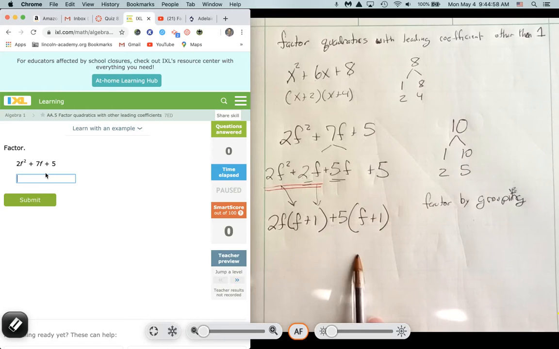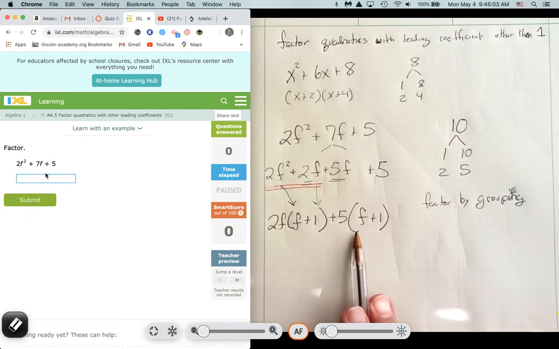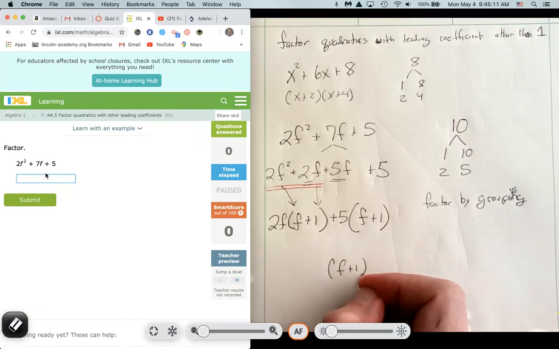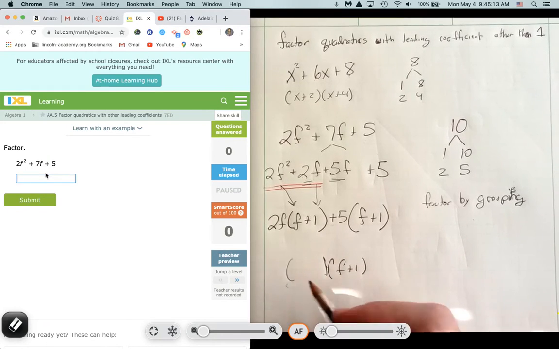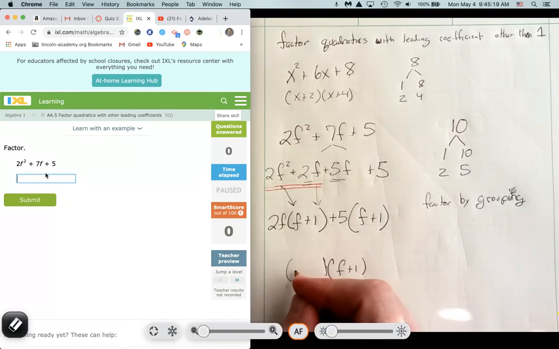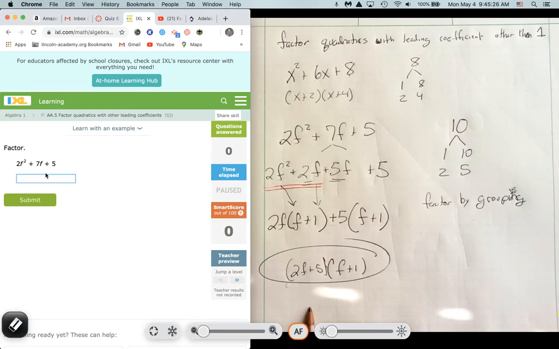Now, if you've done this process correctly, this parentheses should look like this parentheses. f plus 1, f plus 1. That's one of your two sets of parentheses. The other set of parentheses is what we have on the outside, this 2f and this 5. So I'd write a 2f plus 5. And there's your final solution, your final factored form.